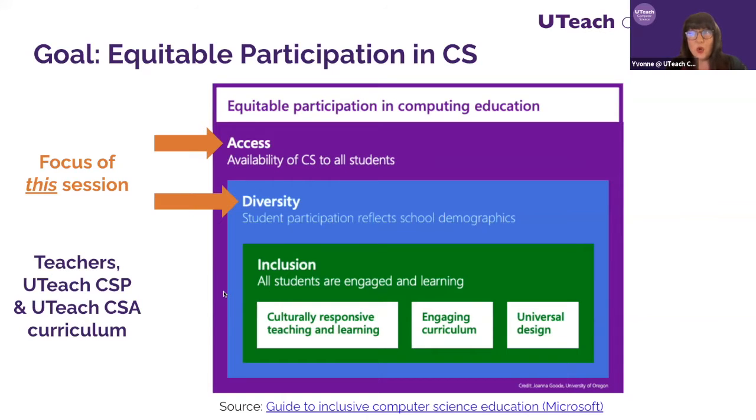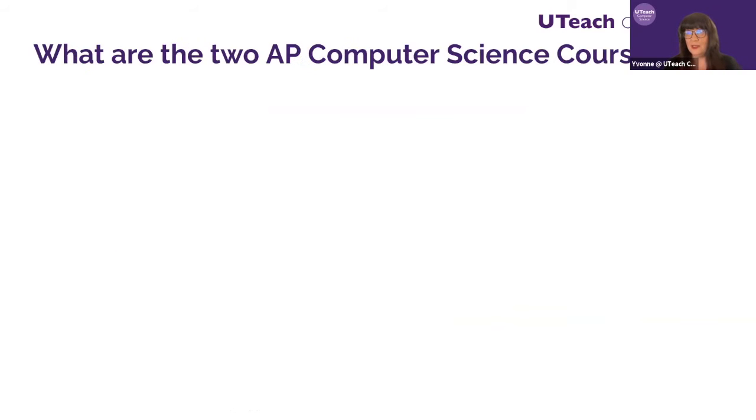And we also want to encourage you to use a curriculum that is inclusive for all students. For example, with our curriculum, we offer curriculum for AP CS Principles and AP CSA. Our curriculum is culturally responsive. It's engaging for students. It has a universal design. And when we designed it, we were really wanting to make sure that it was meaningful and relevant to students.